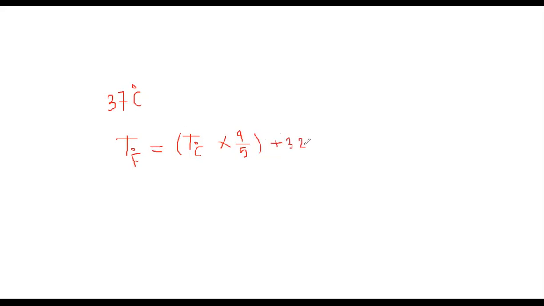What is the temperature in degrees Celsius? 37. Multiply by 9 over 5. Okay. Plus 32. Here, first multiply 37 by 9. What does it come to?